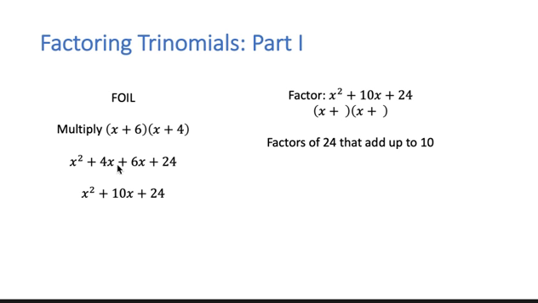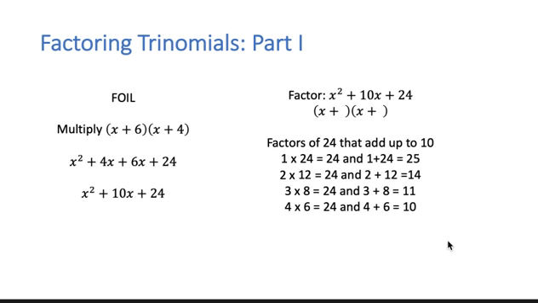Remember? So 4 times 6 gave us 24, right? And 4x plus 6x adds up to 10x. So we need the factors of 24 that add up to 10. Let's look at the factors of 24 and talk about that. So the factors of 24 are 1 and 24, 2 and 12, 3 and 8, and 4 and 6. That's the only way you can multiply to get 24.